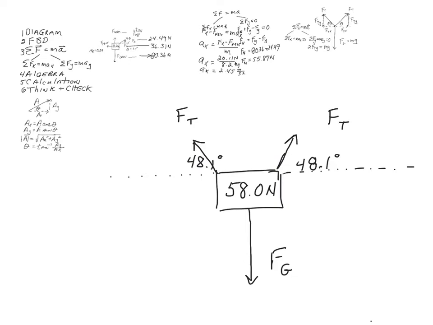Okay, so to solve this problem, what we'll notice, like we just talked about, is that the x components are going to be equal and opposite, so they balance. But you're going to have two y components, which are equal, and each one of them, since they're equal, will be half of the weight. So we could actually do this in our head. The y component for each one is going to be 29 newtons.